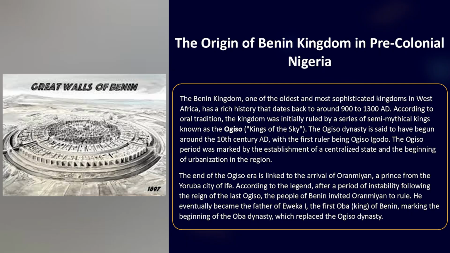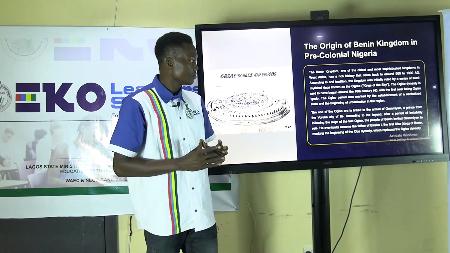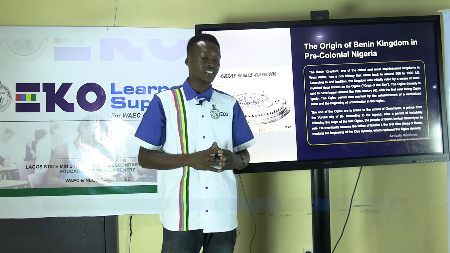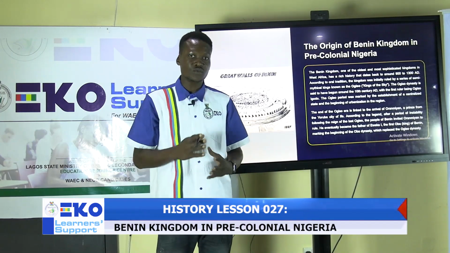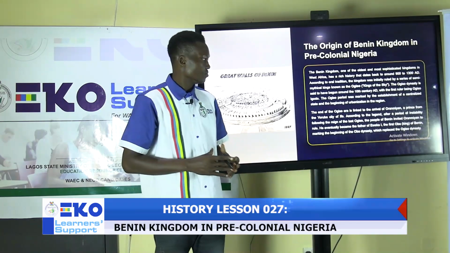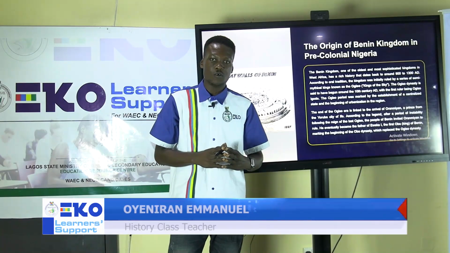According to oral tradition, the kingdom was initially ruled by a series of semi-mythical kings, known as the Ogiso, which means kings of the sky. The Ogiso dynasty is said to have begun around the 10th century AD, with the first ruler known as Ogiso Igodo. The Ogiso period was marked with the establishment of a centralized state and the beginning of urbanization of the kingdom.